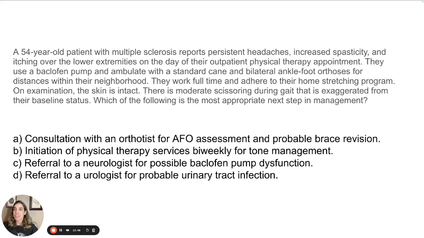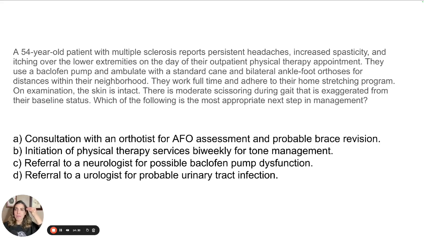Okay. 54-year-old patient with multiple sclerosis reports persistent headaches. Okay, I am highlighting headaches. Increased spasticity, highlighting, and itching over the lower extremities on the day of their outpatient physical therapy appointment. So here I'm thinking either infection, or a secondary reaction to something, right? Something that's triggering itching, increased tone or spasticity, headaches, something is going on, right? So I'm already formulating.